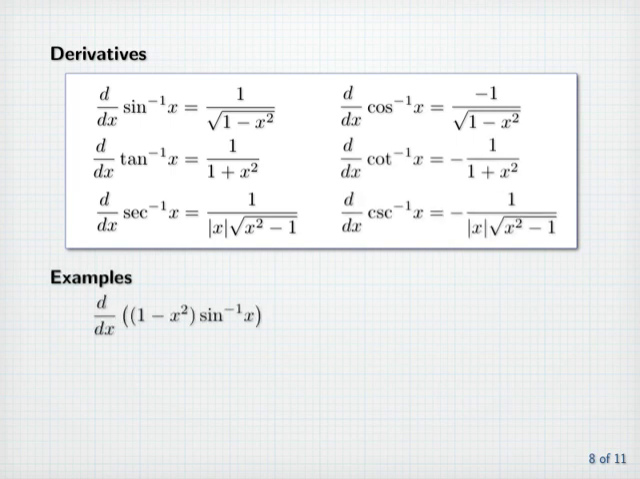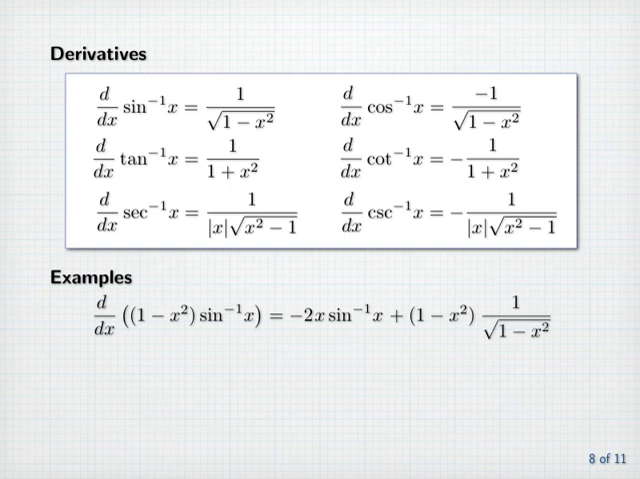Examples. Let's find the derivative with respect to x of 1 minus x squared times inverse sine of x. We need to use the product rule here. We'll first take the derivative of the first factor, 1 minus x squared, that's minus 2x. Multiply that by inverse sine of x, and then add 1 minus x squared times the derivative of inverse sine of x, which is 1 over the square root of 1 minus x squared.